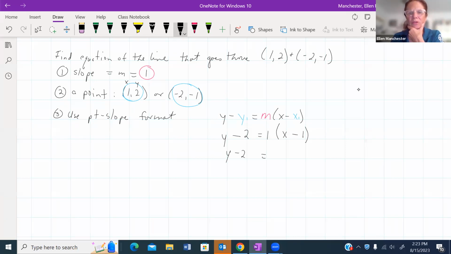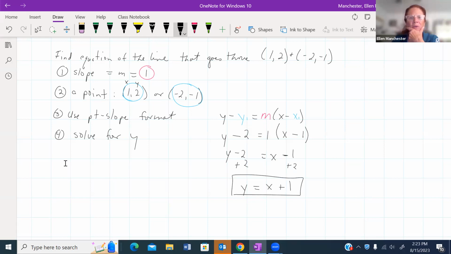Y minus 2, remember the distributive property, 1 times x is x, 1 times -1 is -1. Now I'm going to solve for y. So I'm going to add 2 to both sides. So my equation of a line is y equals x plus 1.